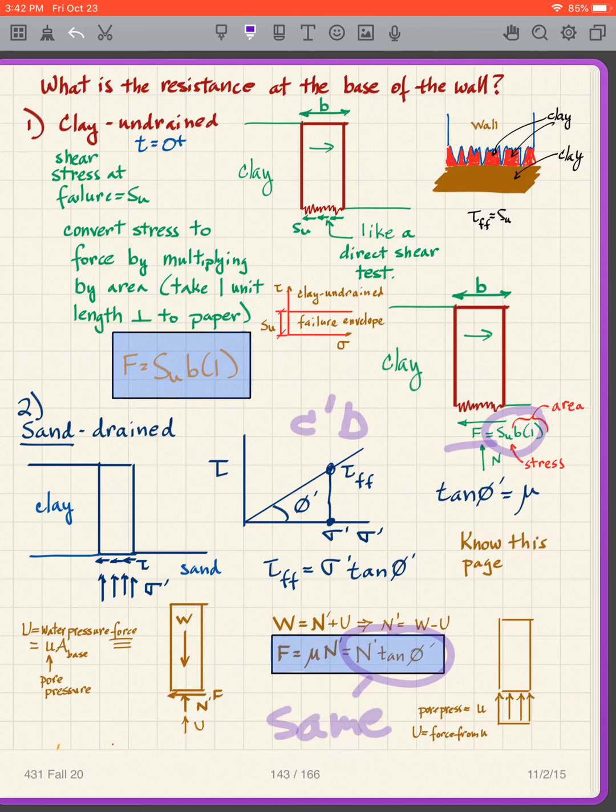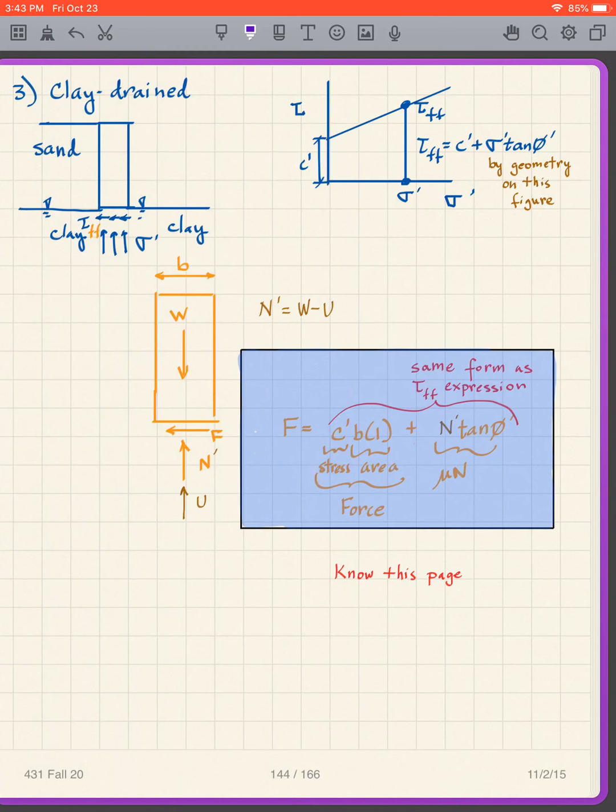So I have the effect of both of these, because in a way, my clay drained failure envelope is a little bit like the sum of those two. So the end result is that my friction force is going to be C prime times B plus N prime tangent phi prime.